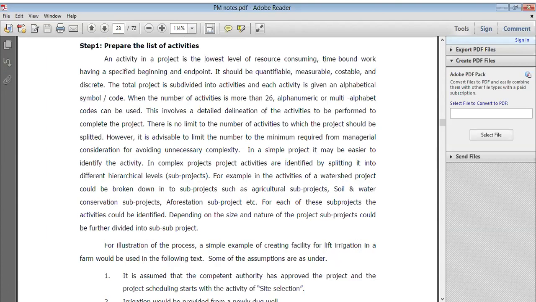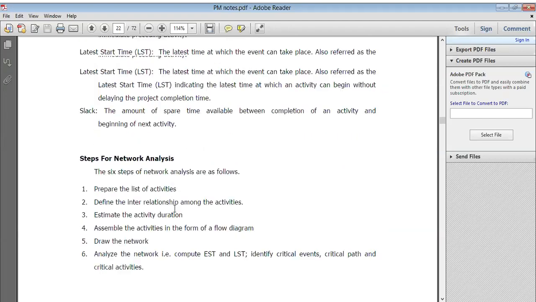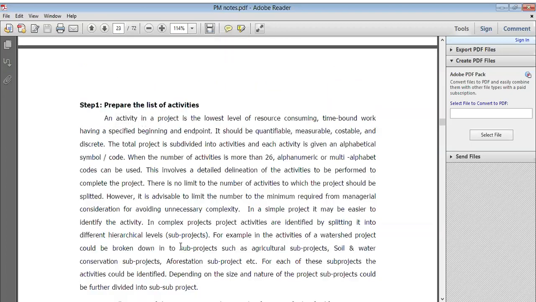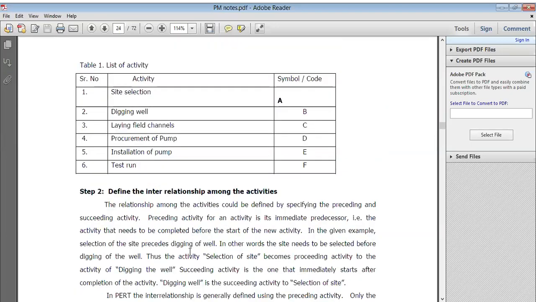So yesterday we saw how to prepare the list of activities. For example, if you start any small project, first we find the place, after that we do some kind of work, whatever the installation is, small tasks, and the project is complete, right? But for that we need to make a plan. The list of activities you need to prepare: site selection or location, then digging the well, laying field channels, procurement of pump, installation of pump, and test. It's a small project of making a borewell or preparing a water well.